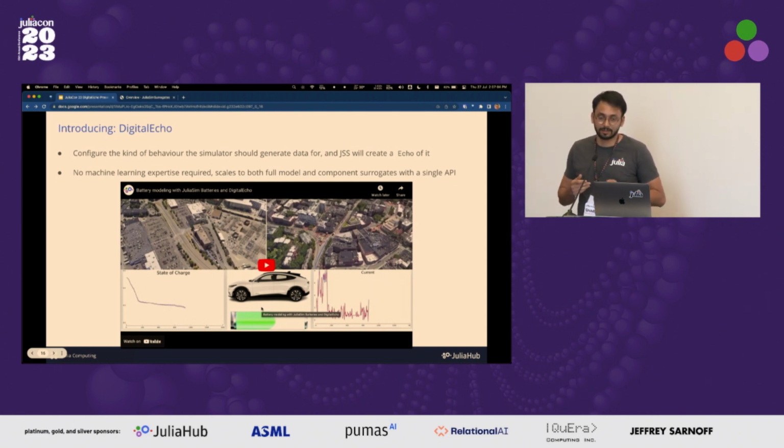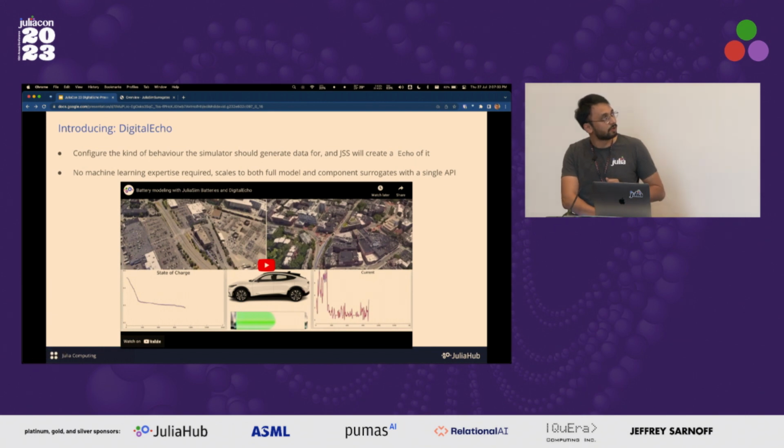A domain expert only needs to care about what they are aware of. They are aware of the parameter spaces. They are aware of what kind of controls they deal with. Everything else, they don't need to worry about at all, right? That's the whole point. No machine learning expertise is required to get this done. And it scales to various kinds of surrogates, both full model and component model surrogates, with a single API.